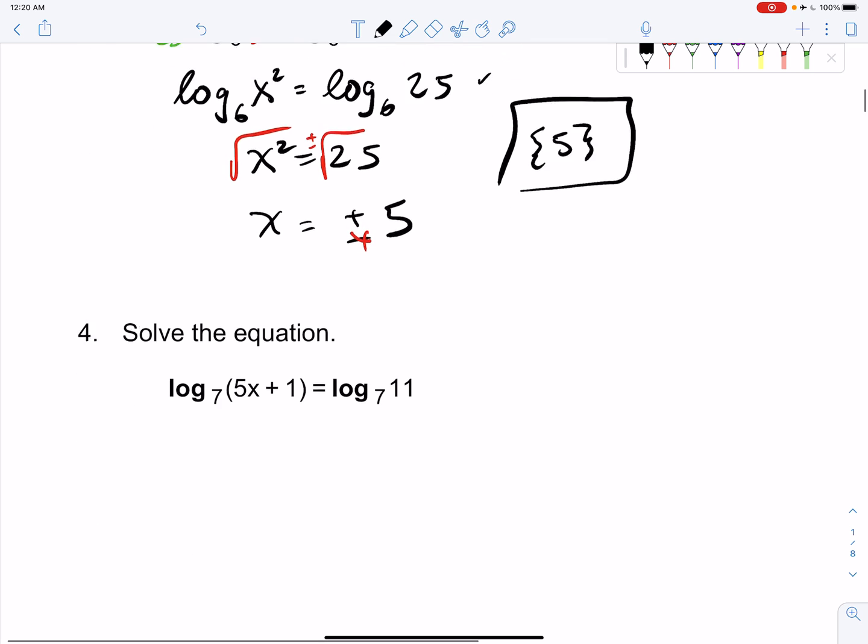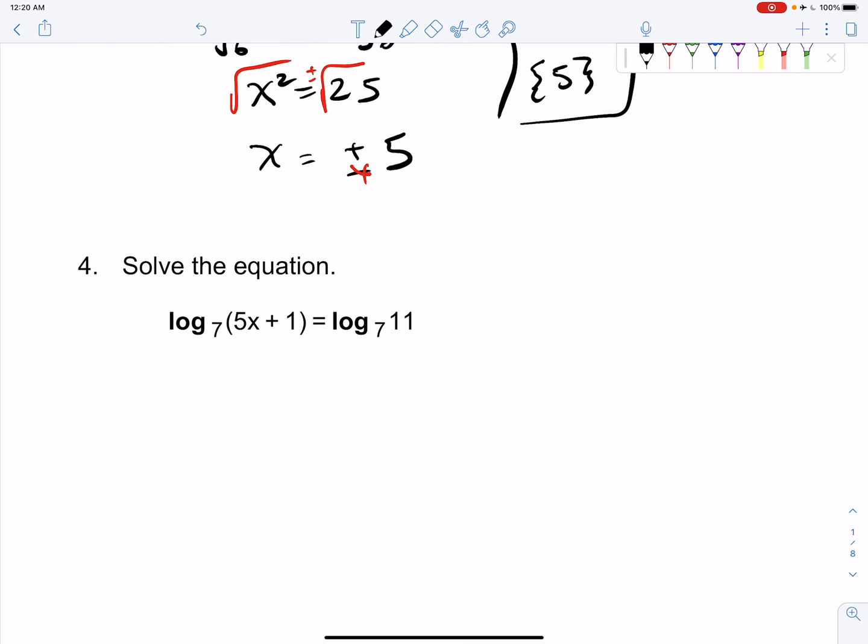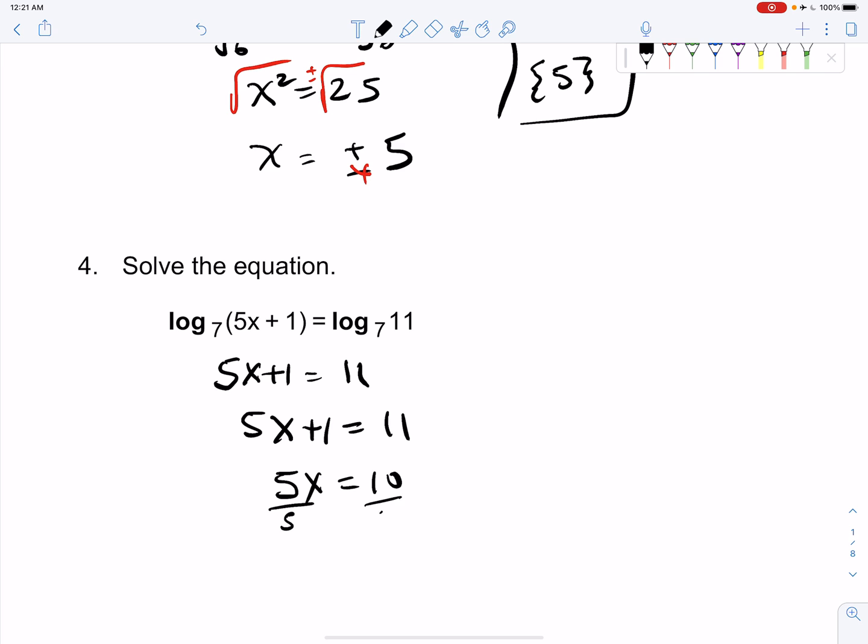Okay, number 4. Well, we've got log base 7 on the left, log base 7 on the right, so the arguments are going to be equal, so therefore we've got 5x plus 1 equals 11. We subtract 1 on both sides, so 11 minus 1 is 10. We divide by 5, and x equals 2.